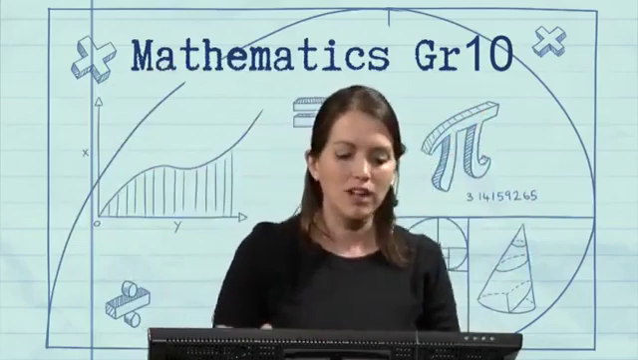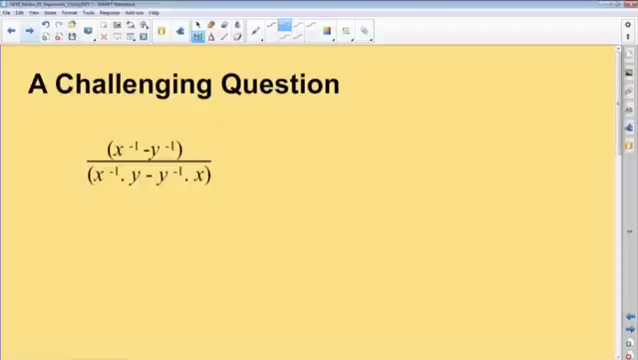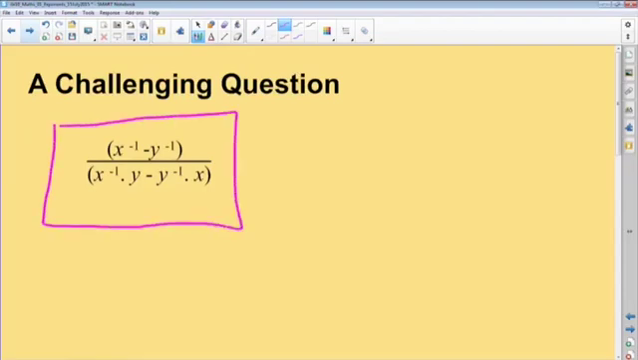Now, while we are busy doing other questions, why don't you take down this challenging question? Write it down somewhere, and when you get a little bit bored, or maybe you go ahead of time, try and solve it. See if you can figure out what the answer is going to be. And we'll check at the end of the day.